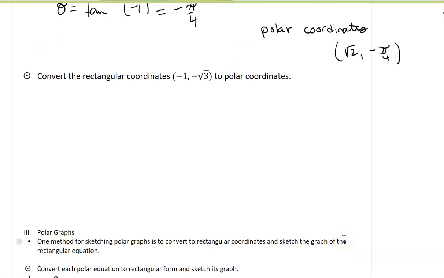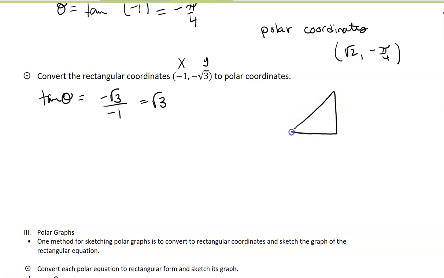Here's another one. We have x equals negative 1 and y equals negative root 3. So the tangent of theta is negative root 3 over negative 1, or root 3. And this is another that comes from a special triangle, the 30, 60, 90.